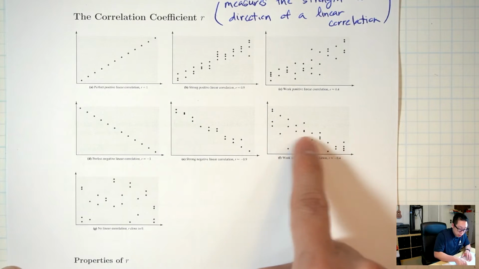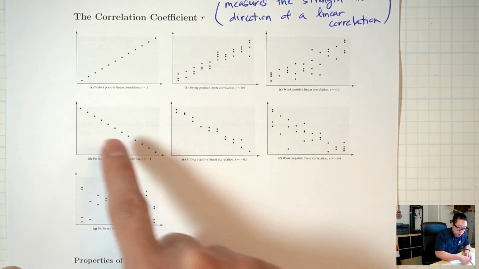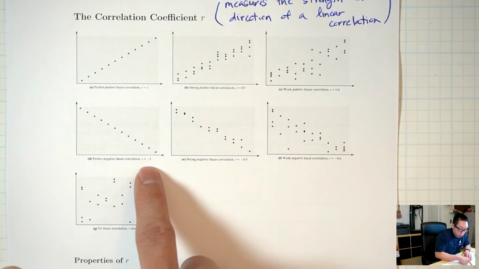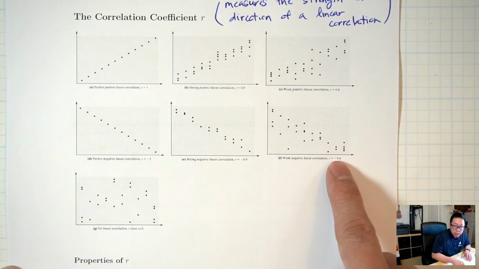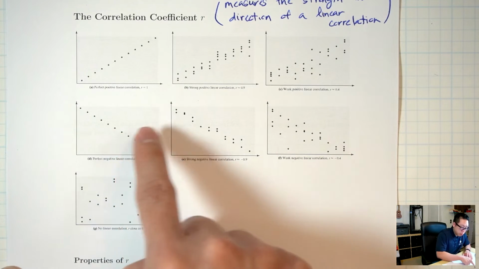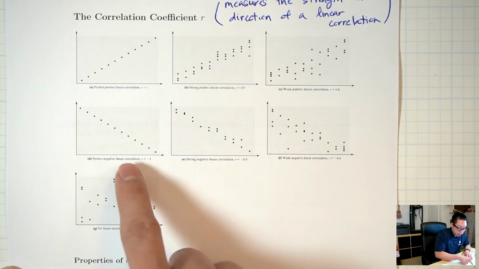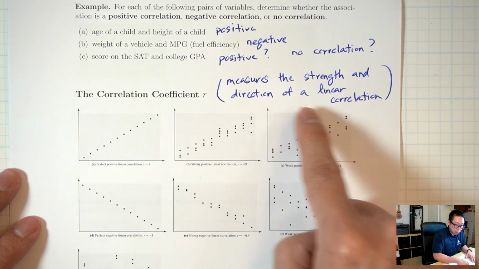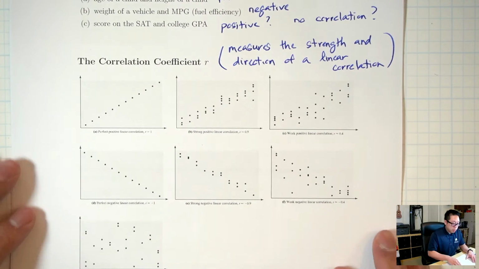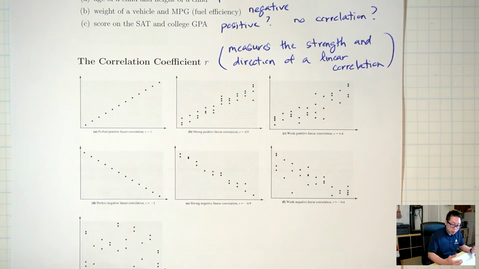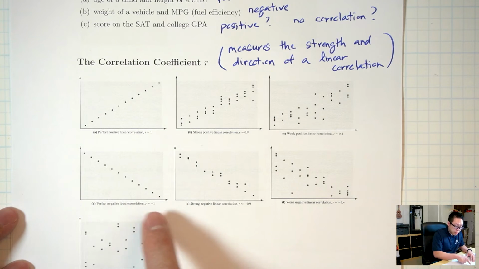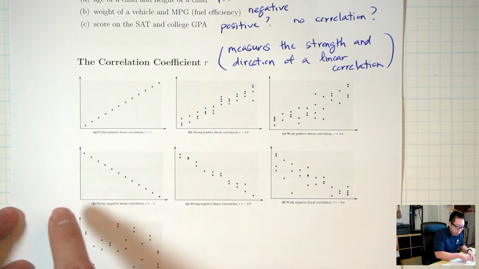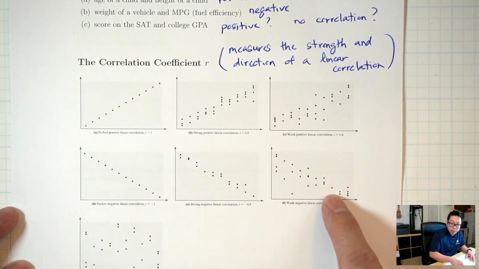These three pictures, they're going downward. So these are all negative correlations. The R for these pictures are negative 1, negative 0.9, negative 0.4. So these are negative correlations, and notice that the R is negative. So that's what I mean by the direction of the linear correlation. So R, if it's positive, that's an indication that the correlation is positive. If the R is negative, that's an indication that the correlation is negative.